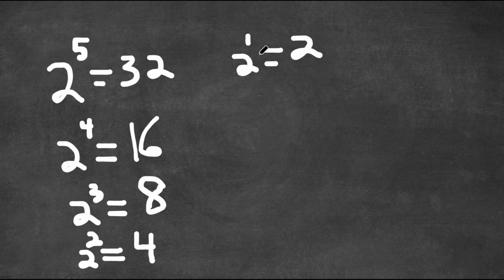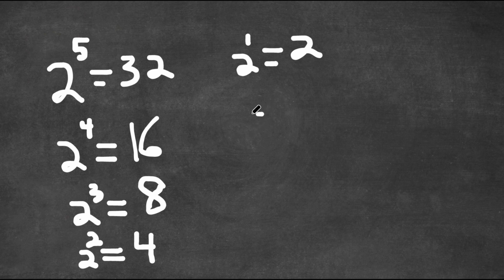So right here we have 2 to the power of 1 equals 2. And 2 squared, this is 4. This is 2 times 2. And 2 to the power of 3, this is 8. This is 4 times 2. 2 to the power of 4, this is 16. This is 8 times 2. So it's multiplied by its previous exponent's answer twice.